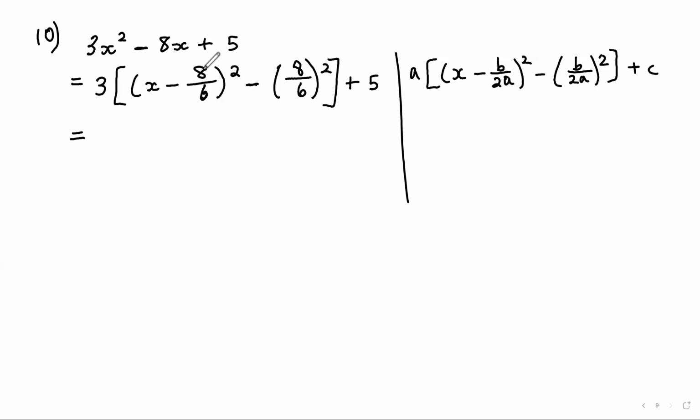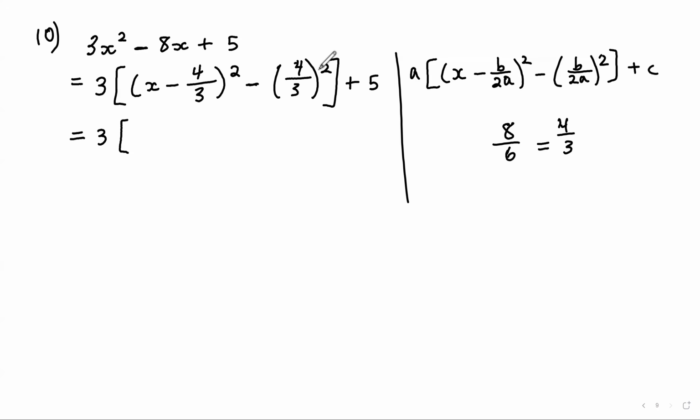Reducing 8 over 6, because 8 over 6 can be reduced to 4 over 3. So I'm just going to erase from here and put 4 over 3 instead, because it's just easier to work with a smaller fraction, right? So we have 4 over 3. Okay, good. So now we're going to remove the brackets by squaring.